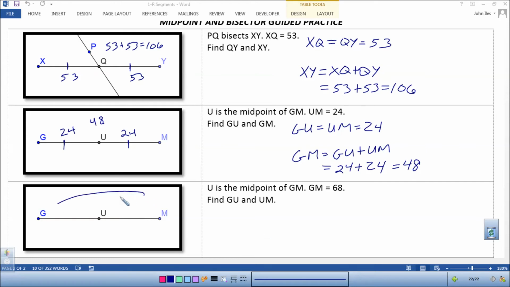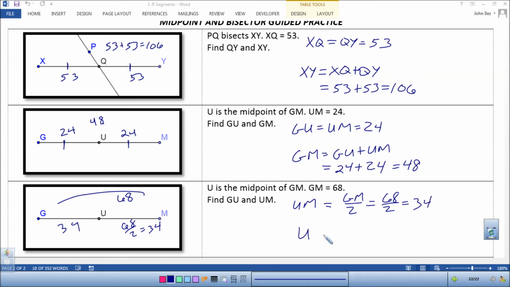Finally, the whole thing is 68. That means that UM is 68 divided by 2, which is 34. Okay, and that means the other side is 34. So here's how it works. GM is equal, actually that's not correct. Let's back it up. UM is equal to GM divided by 2. That's 68 divided by 2, which is 34.